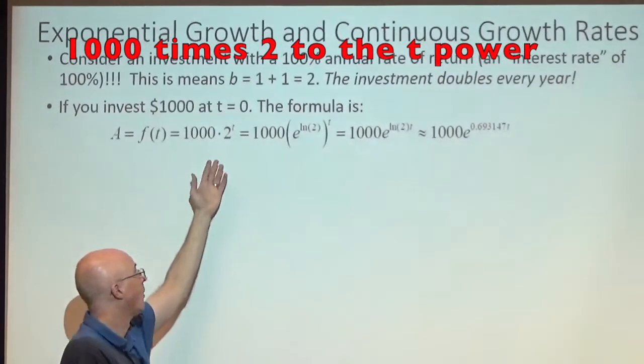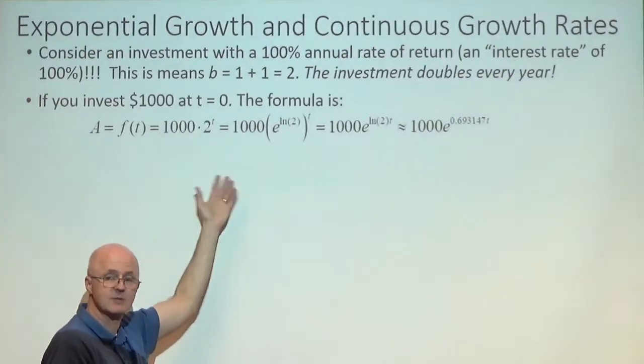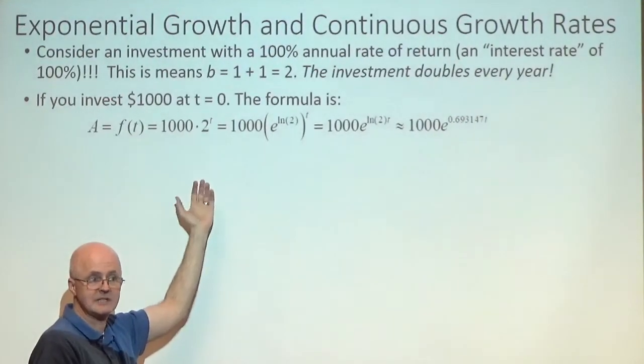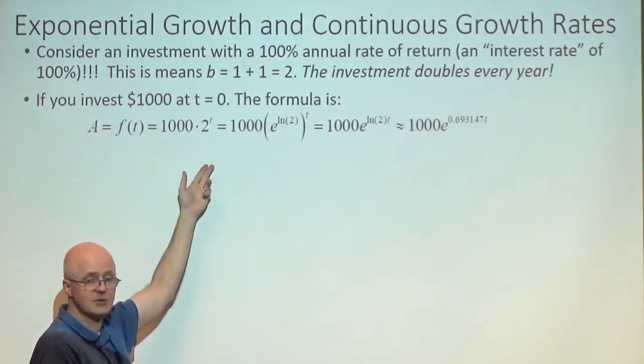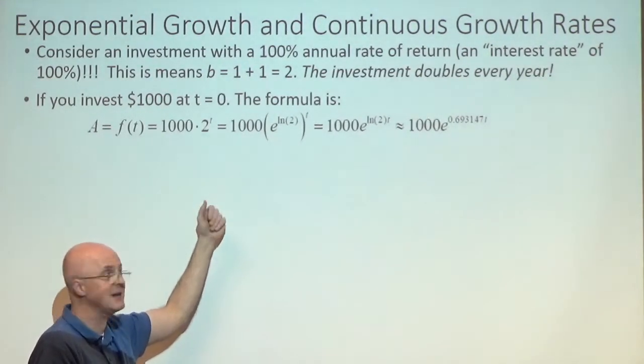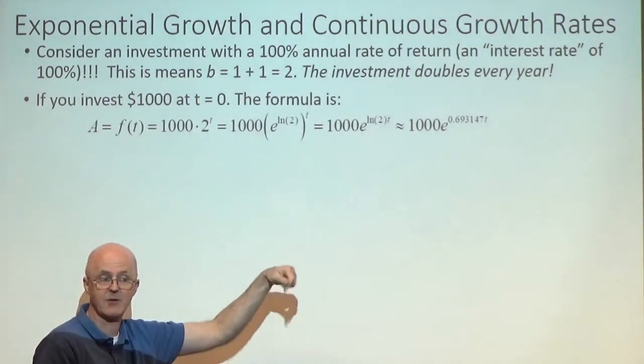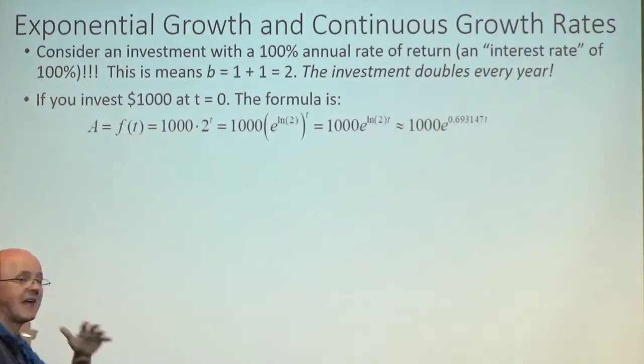So when t is 1, for example, this is 1,000 times 2 to the first. 1,000 times 2 is 2,000. When t is 2, you get 1,000 times 2 squared. 1,000 times 4 is 4,000. When t is 3, you get 1,000 times 8, 8,000. Your money is doubling every year. That would be amazing. This can be written in terms of e.